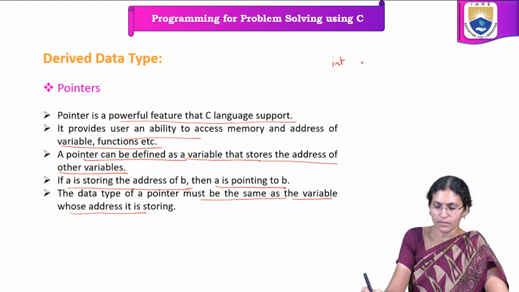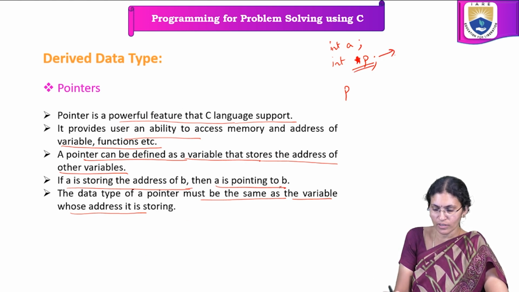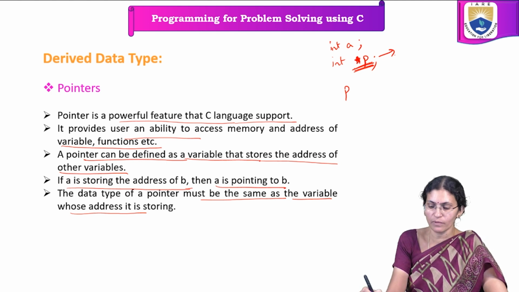Suppose we have int star P and we have another variable int A. Now we can say that this is a pointer variable. In order to represent a pointer variable, we have the asterisk symbol. So this is a pointer variable. If we write P is equal to this, then we can say that P is a pointer which stores the address of another variable.